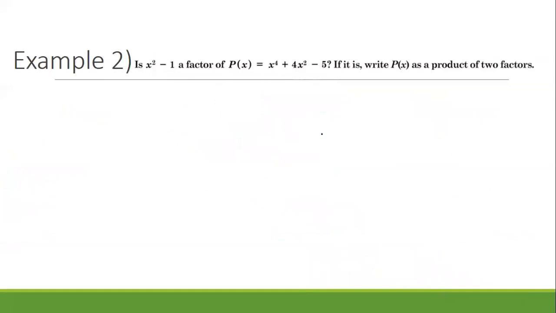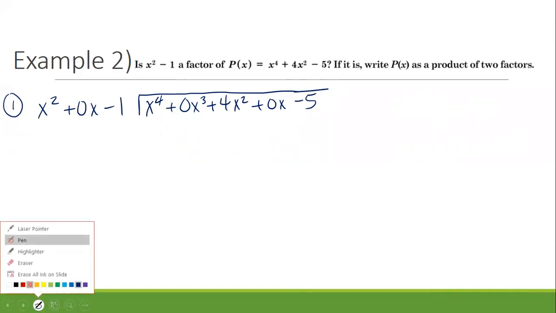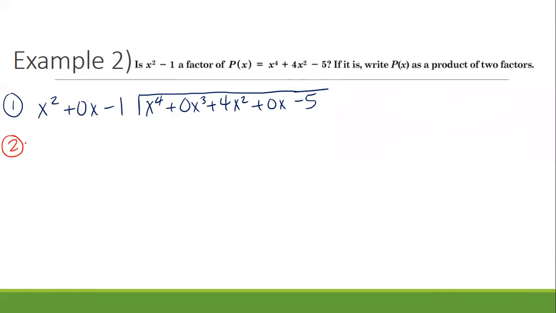All right, example 2. Now it wants to know what about x squared minus 1 and p of x equals x to the 4th plus 4x squared minus 5. Is it a factor of it? So step 1, we set it up. And again, with these, sometimes you do not have to put in the fillers, but until you are able to recognize those patterns, I encourage you to put in the fillers. Your placeholders are in. And then we begin. So step 2 is to divide. So x to the 4th divided by x squared is x squared.